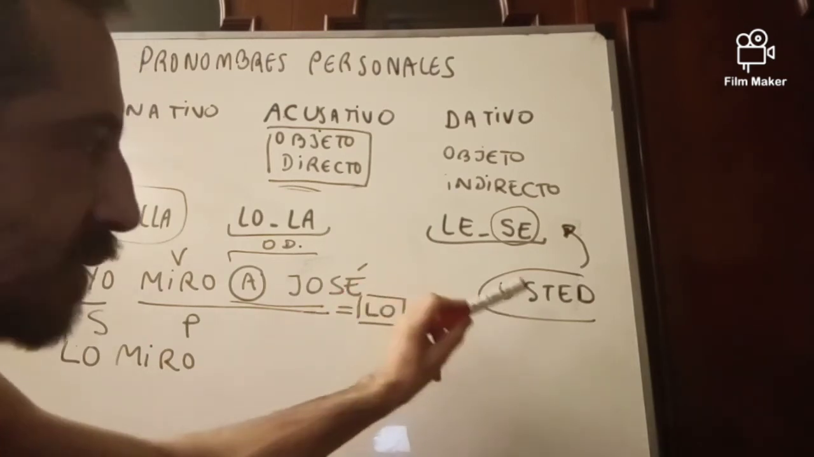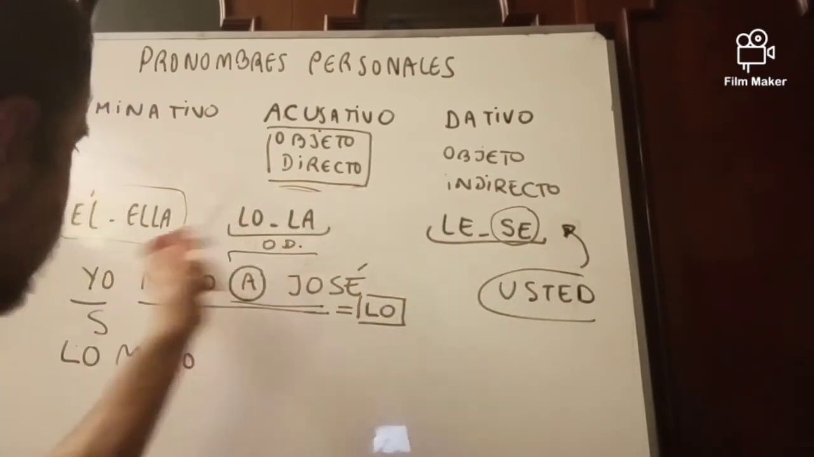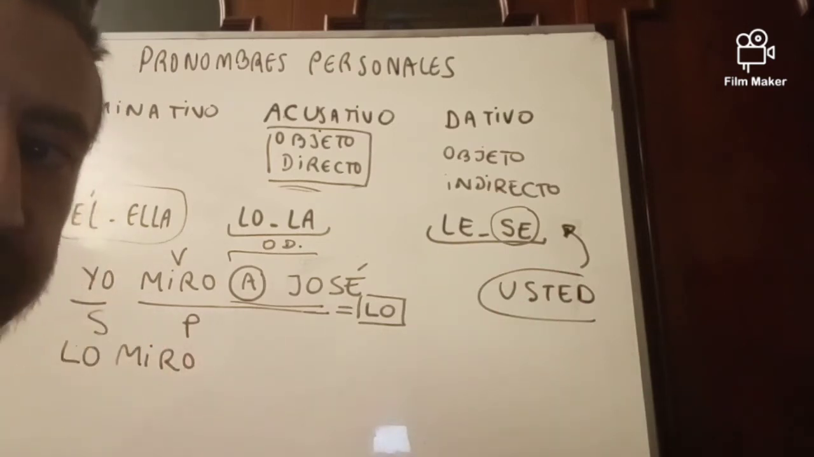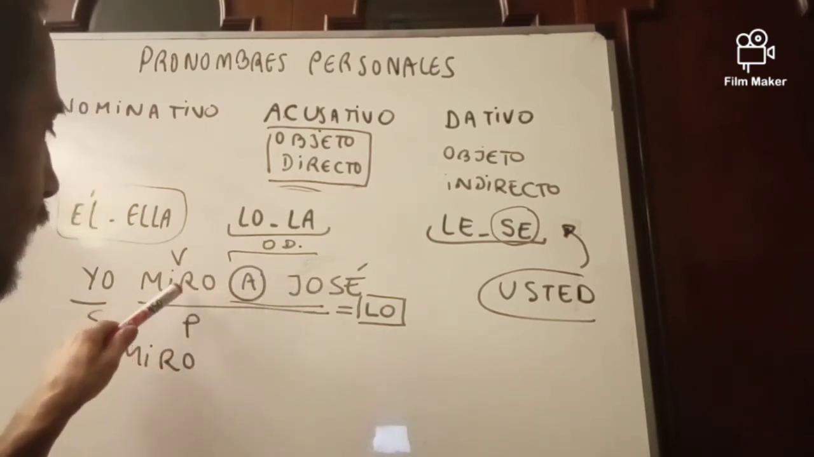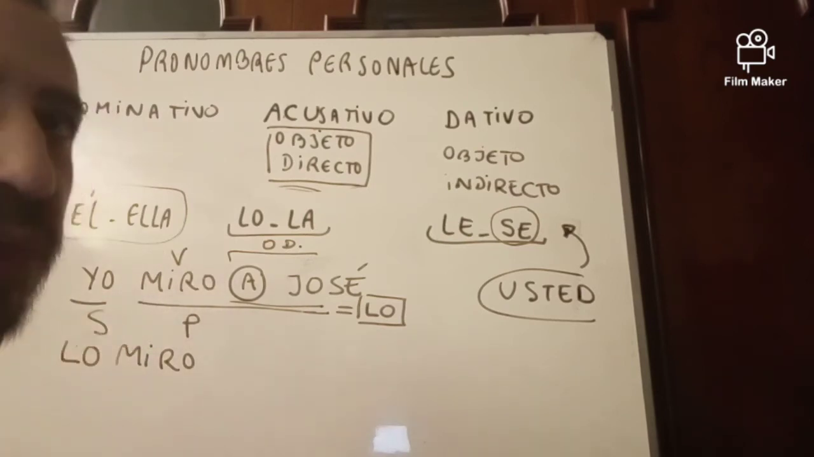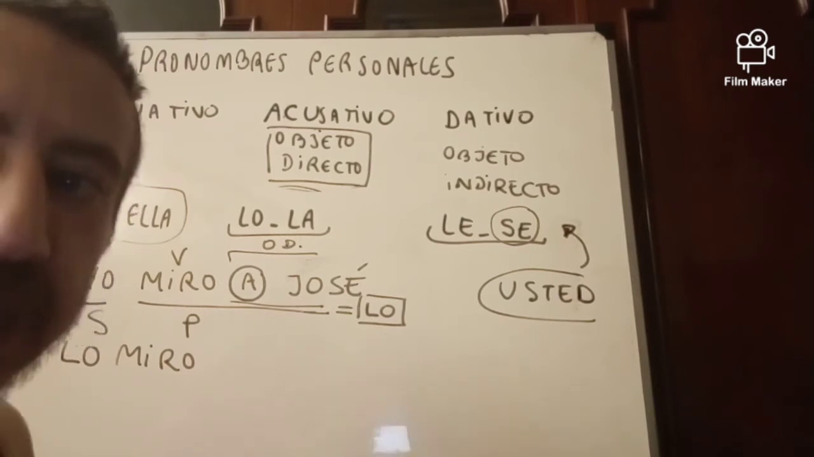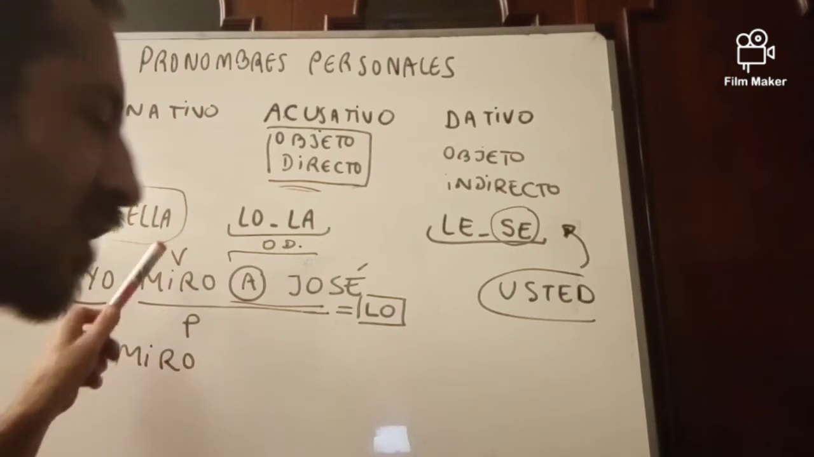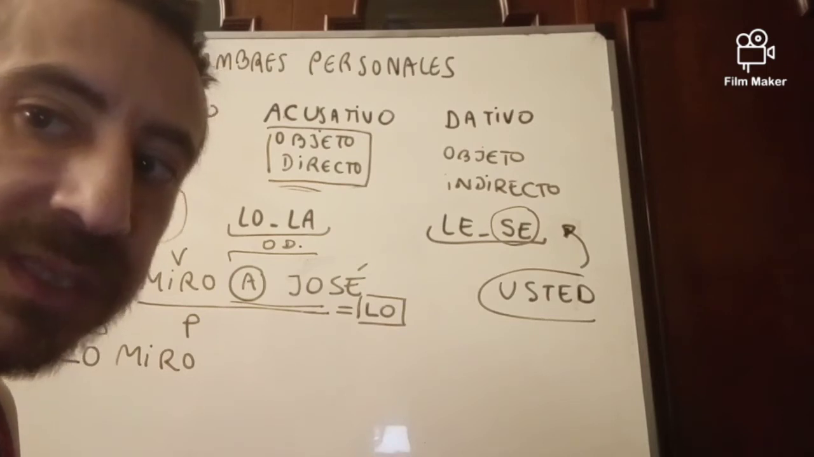So I didn't write the specific pronouns for usted because they are exactly the same as for él and ella, he and she. Let's see examples. Yo miro a José. Remember that it's not referred to a routine. I look at José every day at 12 p.m. It doesn't make any sense unless I'm crazy. So the translation would be, I'm looking at José right now, at this very moment.